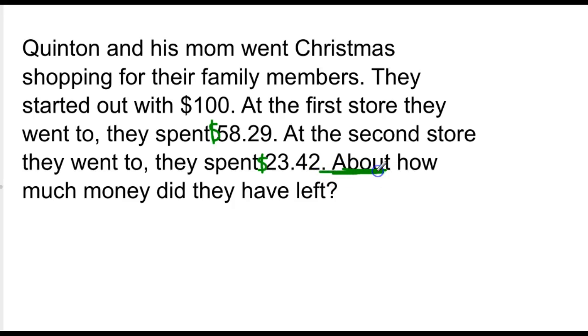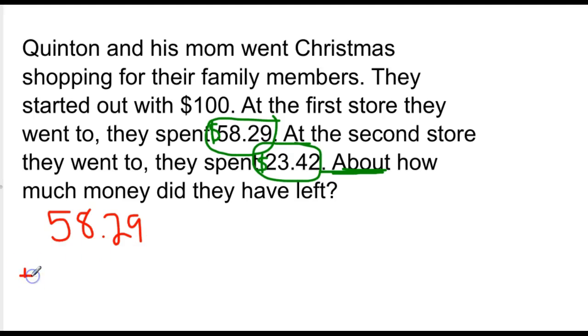Now, if you look at my problem, I have more steps than just adding or subtracting. It asked me how much money they have left. Well, I have to figure out how much money they spent in the first place. So I know they spent $58.29 at one place and $23.42 at the other place. First of all, I'm going to go ahead and round these numbers. Let me change the color of my pen. I'm adding these two numbers because I'm trying to figure out the total that they spent.